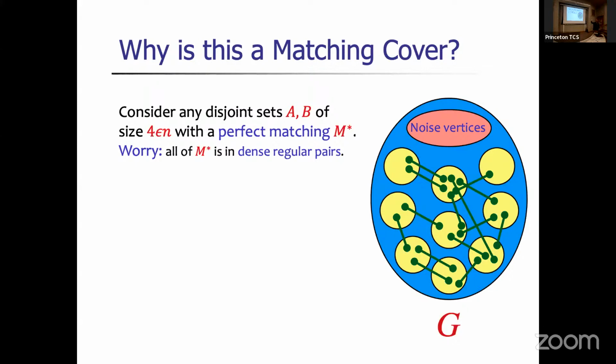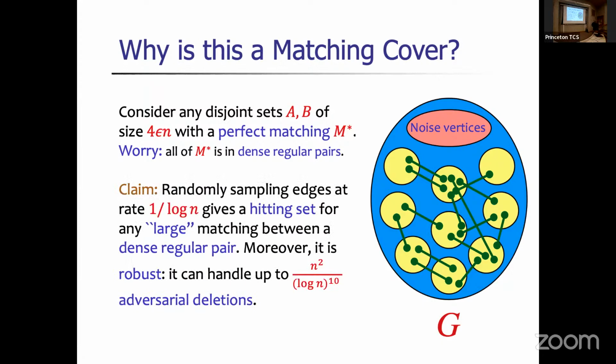So if there are any edges between these two guys which were outside of dense regular pairs, I already have them. I stored everything. So the only worry is that all of this M star, all these edges, happen to be between dense regular pairs. And here, it's not difficult to show that randomly sampling edges at rate 1 over log n will give us a hitting set for any large matching between a dense regular pair. Large means involving more than epsilon fraction of vertices in the dense regular pair.